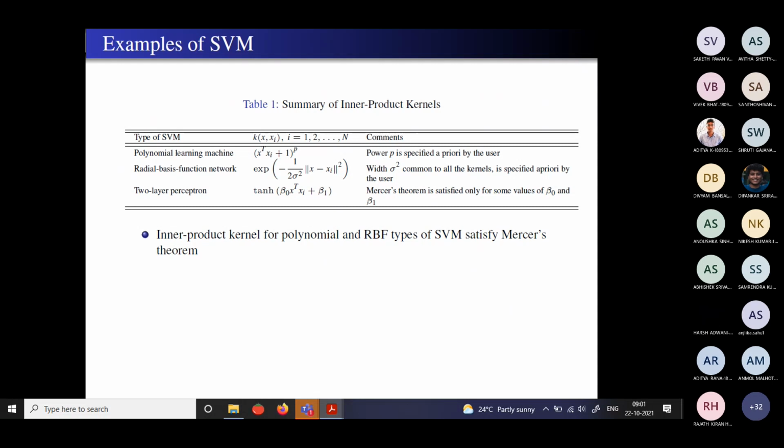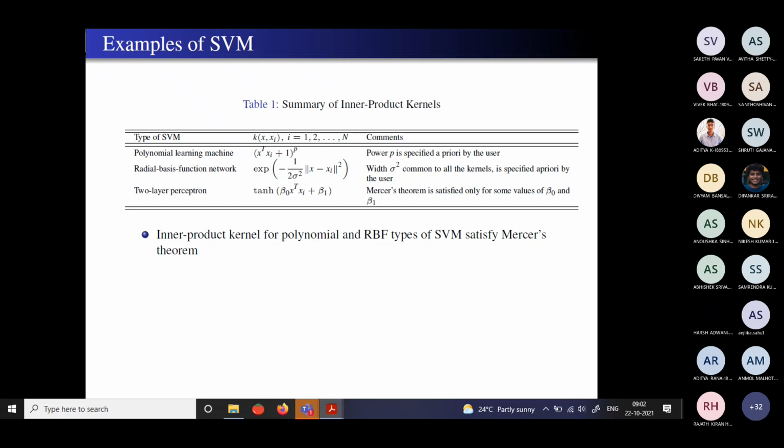Now there are some examples of SVM. Examples here means that for a different kernel which you choose, how your SVM is working. If you choose a different kernel, how is your SVM working?